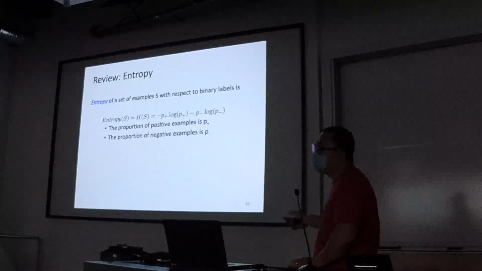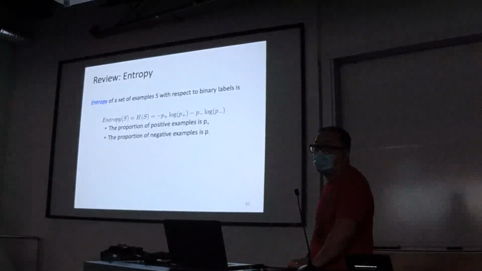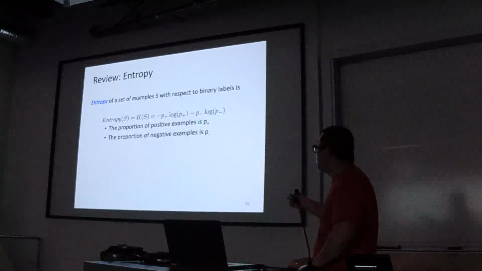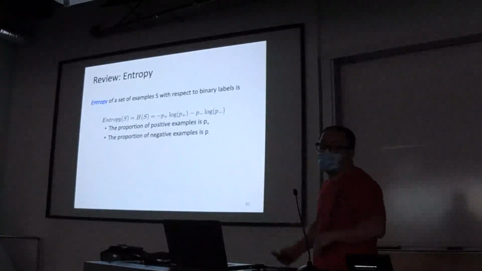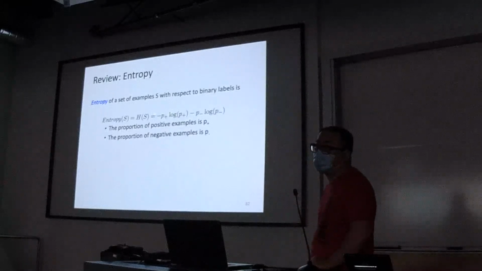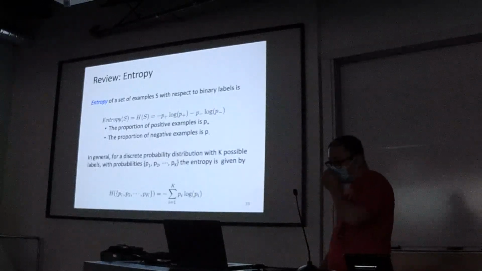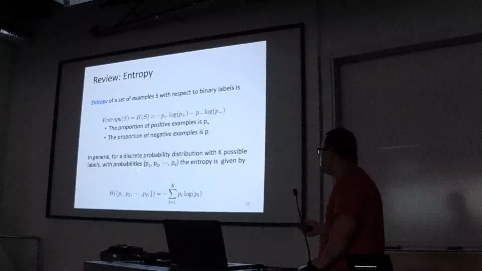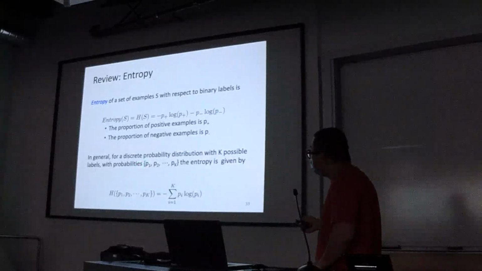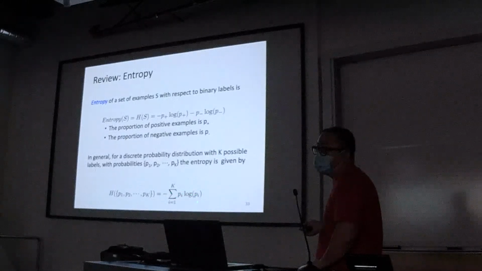And why should we put a minus sign in front of them? Because the log becomes negative. Yes. Remember, this P positive and P negative are between 0 and 1. If you take the log, it is negative. I want the entropy to be non-negative, so I put a minus sign in front. So in general, if we have k labels, and the probability of an example taking label k is pk, so you have k probabilities p1 to pk, then the entropy is given by this. It's just a summation of minus pi log pi, from i equals 1 to k.